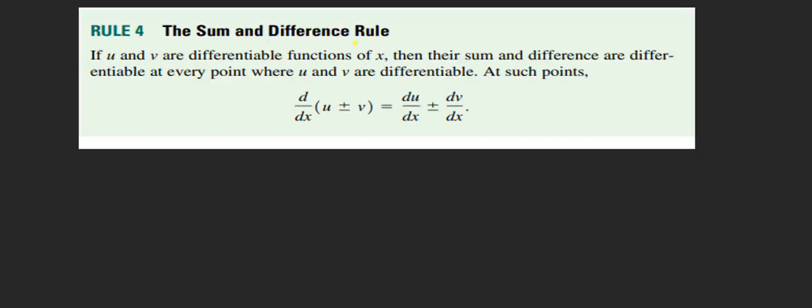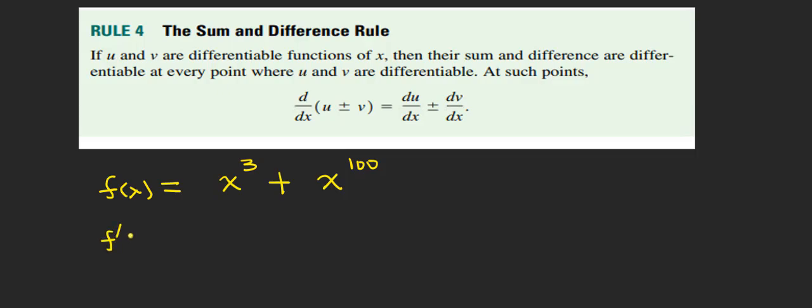Next, we got the sum and difference rule. If u and v are differentiable functions of x, then their sum and difference are differentiable at every point where u and v are differentiable. So if taking the derivative of u plus or minus v, then this will be equal to the derivative of u with respect to x plus or minus the derivative of v with respect to x. So let's say you have f of x equals x to the third plus x to the 100.